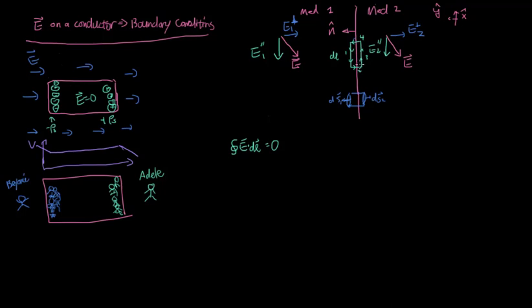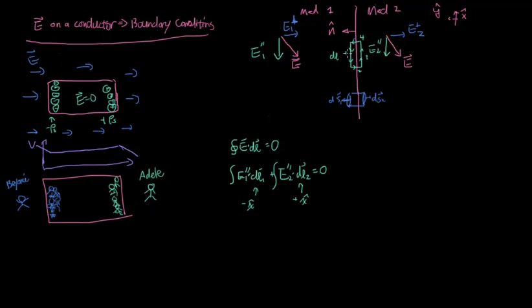If we assume that segment 2 and segment 4 are infinitely short, we can break this line integral down into E1 dl1 plus E2 tangential dl2, which is going to be equal to 0, where dl1 in this case we can see is in the minus x hat direction and dl2 is in the plus x hat direction.